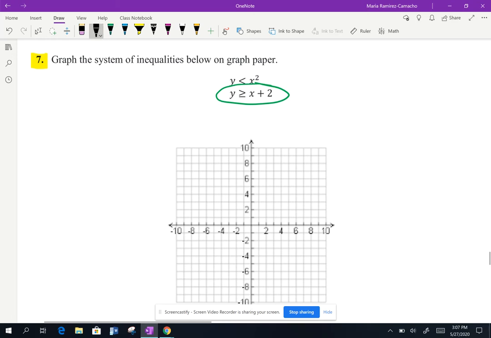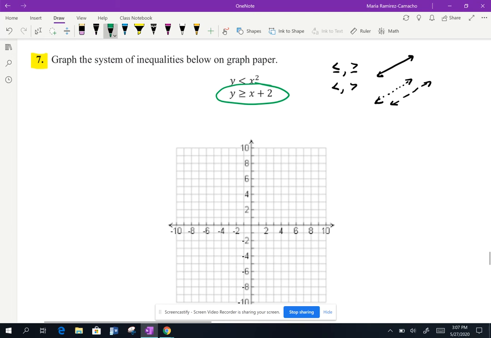Remember that when you're graphing an inequality on a graph like this, less than or equal to and greater than or equal to give you a solid line or a solid parabola. But when we have less than or greater than, instead of that line or curve being solid, it's going to either be dotted or dashed, just to show that that line or curve is not part of the solution.